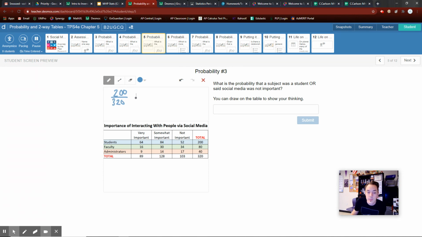320 plus, because that's what OR is, plus the subject of that social media was not important. So not important, so 103 all over 320. But I need to minus the overlap, those who are students and who don't think that social media is important. So minus 52 all over 320. Okay, because that's what OR probability is.